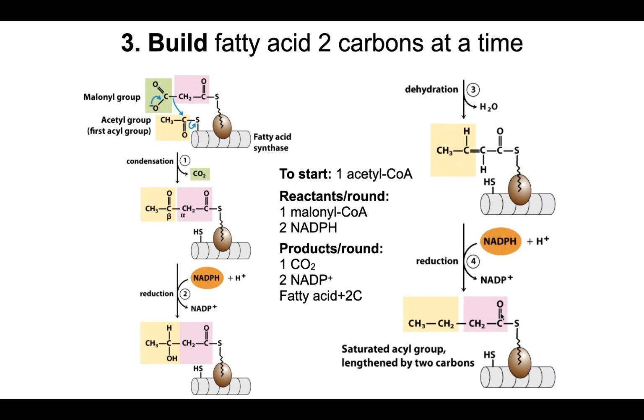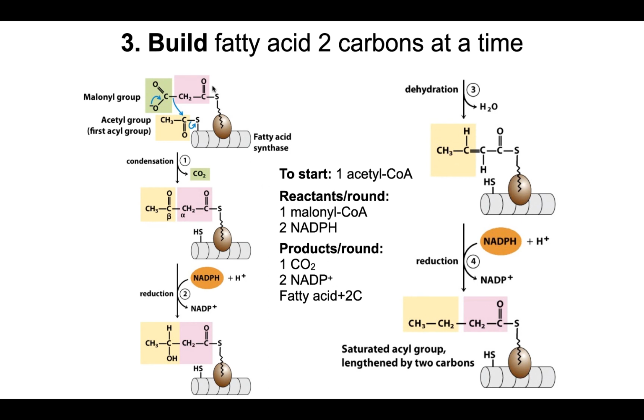So we start, absolute start, a one-time deal, with an acetyl-CoA that's primed on fatty acid synthase. And then each round of fatty acid synthesis is going to involve one molecule of malonyl-CoA and two molecules of NADPH. The products then are, per round, one CO2, that's the byproduct of the malonyl-CoA, two expended NADP pluses, and our fatty acid has increased in size by 2 carbons.